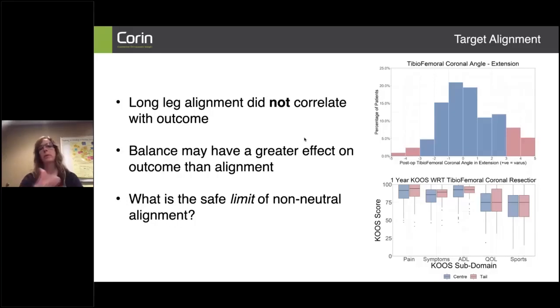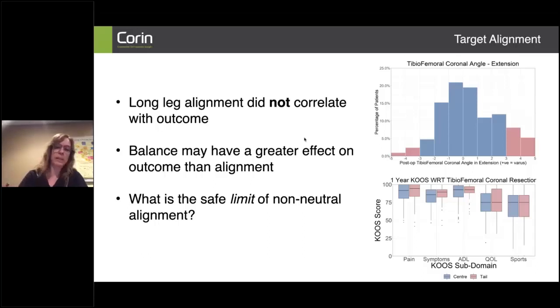Another thing that we have heard in the previous sessions, Dr. Lawrence had talked a little bit about this, is the finding that long leg alignment did not necessarily correlate as strongly as one might have thought it would with outcome, and that, in fact, soft tissue balance had a greater effect on outcome than the alignment did.